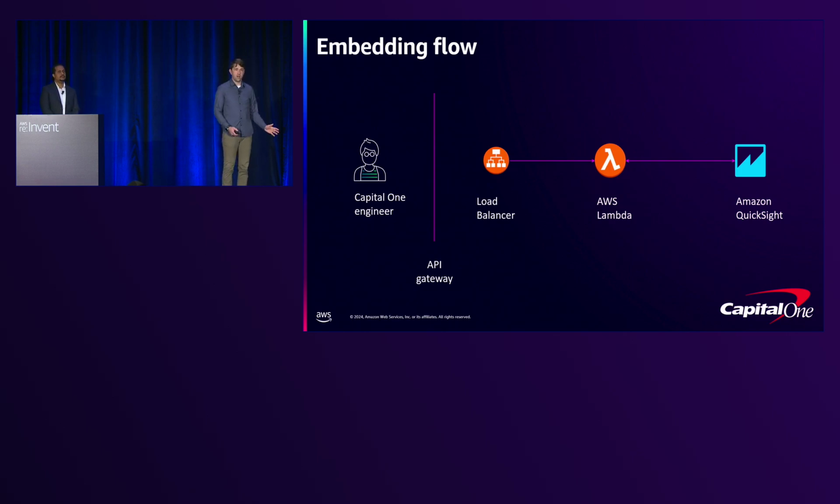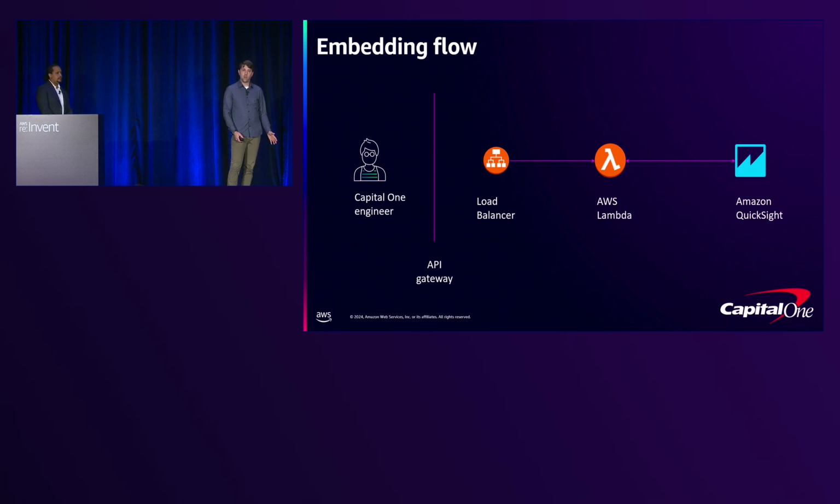And I want to talk about the API gateway specifically. So in this context, the API gateway is an enterprise solution for all APIs inside of Capital One. But what this means for QuickSight in specific, we have taken care of all of the infrastructure required to embed QuickSight inside of outside application.